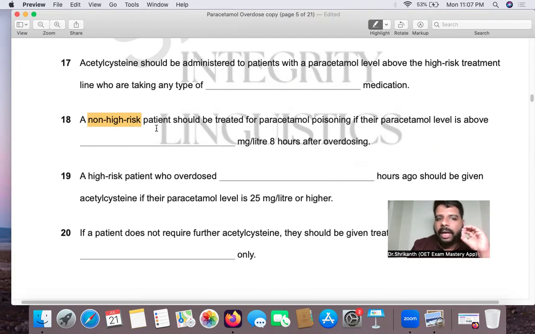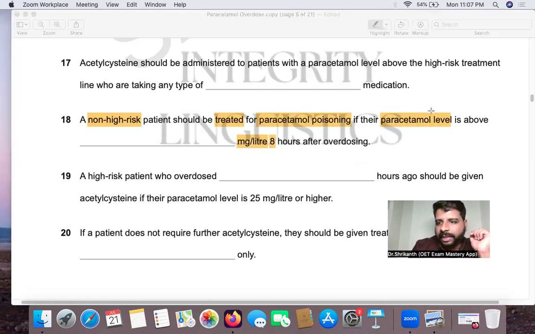A non-high risk patient should be treated for paracetamol poisoning if their paracetamol level is above a blank number of mg per liter 8 hours after overdosing. Now see, what are the linking words over here? The first linking word is level: paracetamol level above. So the level is above this much. And what is the other linking word? Milligram per liter, that is the unit. And 8 hours, 8 hours after overdosing. So these are the linking words over here.